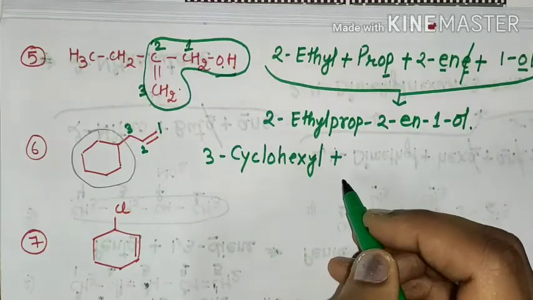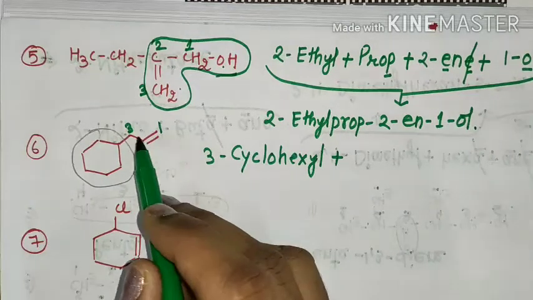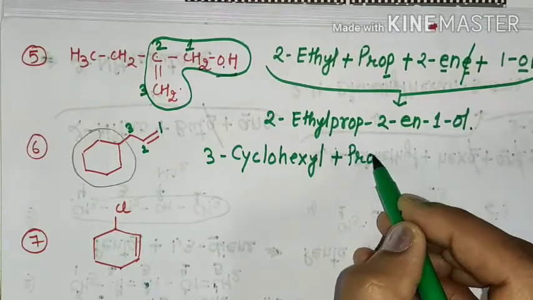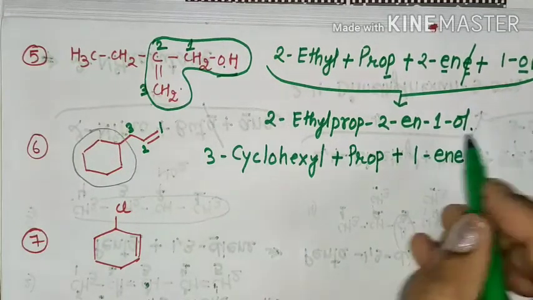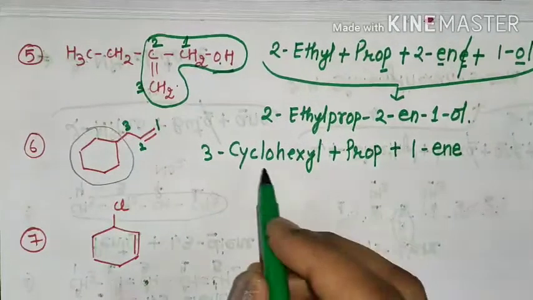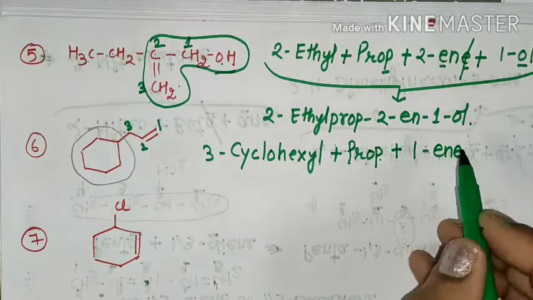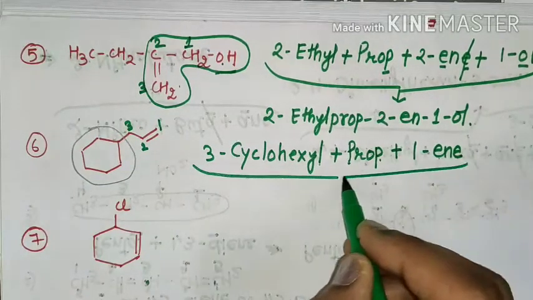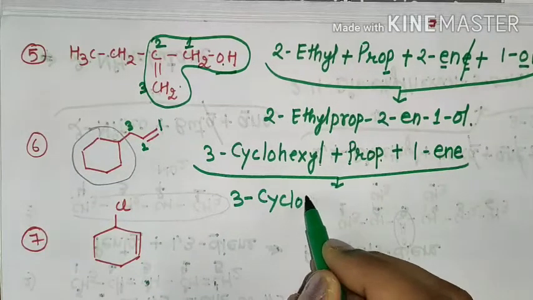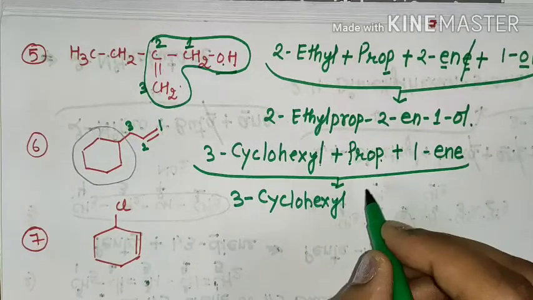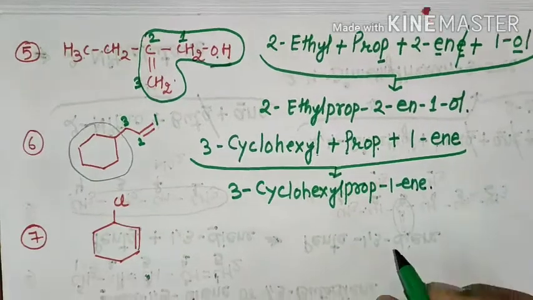plus primary prefix. The selected chain is acyclic, so no primary prefix. Word root 3 carbon atoms. We will write prop plus primary suffix 1-en. Secondary suffix, no functional group is there, so no secondary suffix. After combining these, see consonant, consonant, consonant, vowel. So no need to drop any one of these. So the final answer is 3-cyclohexylprop-1-ene. This is the correct answer.